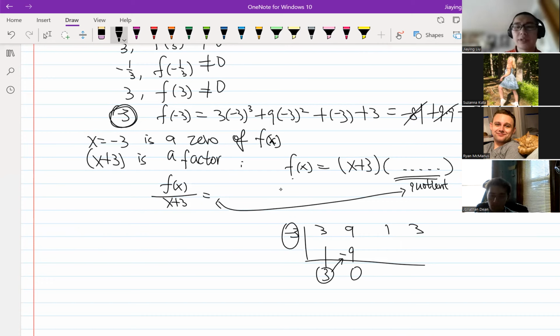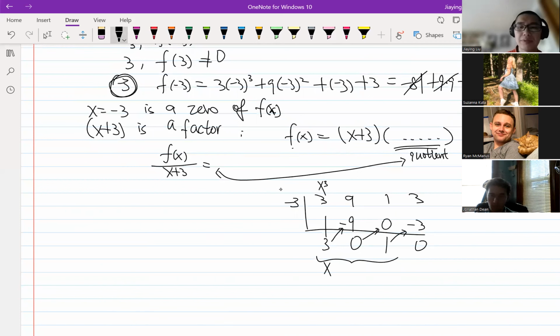And let's see what else. -3 times 0 is going to be 0. And 1 plus 0 is 1. -3 times 1 is -3. And adding them gives us a 0 as a remainder. That's good. But I only care about those first 3 numbers. So this is x squared, starting from x cubed. So the quotient is going to be 3x squared plus 0x plus 1. If I put it into the parentheses, I get f of x equal to x plus 3 times 3x squared plus 1.